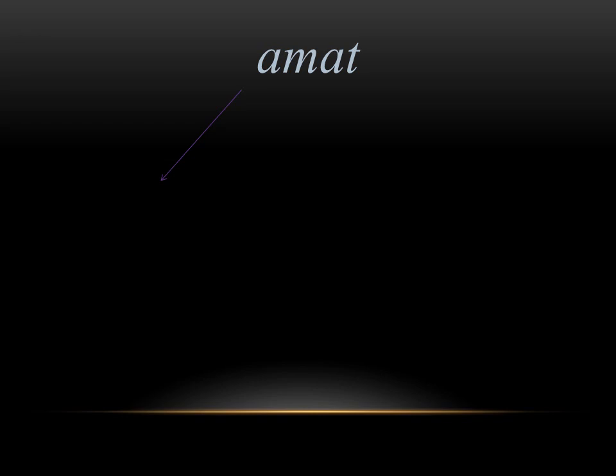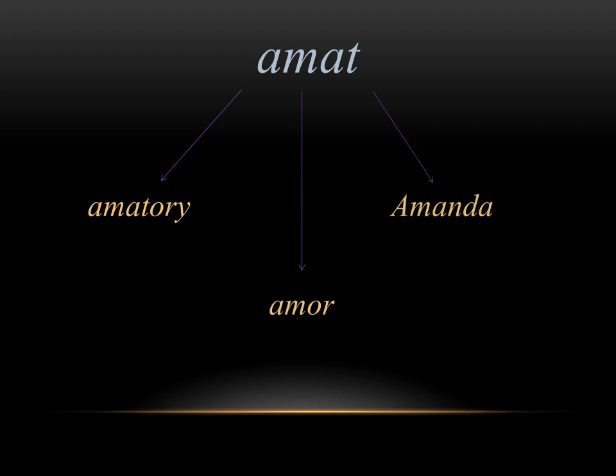Amat means he or she loves in Latin. And this is a really basic root that we get words like amatory, amor, right? And even the name Amanda. They all come from this root of loving. And so amatory in English is an adjective that means loving, right? It has to do with love. Same with amor and again Amanda. They all come from this root of love in the Romance languages too.